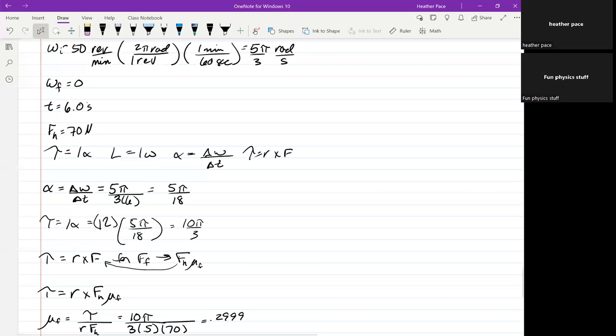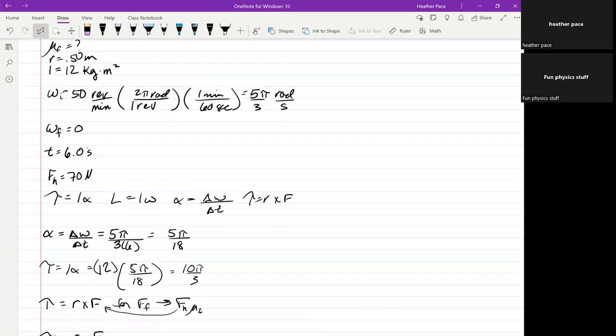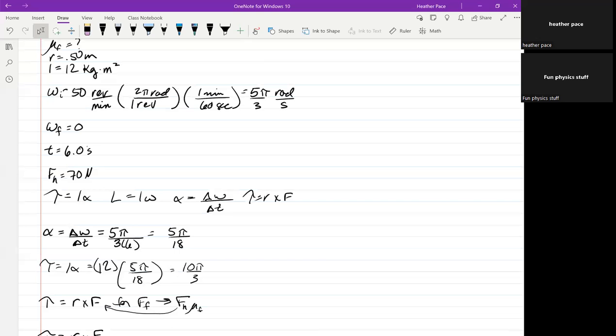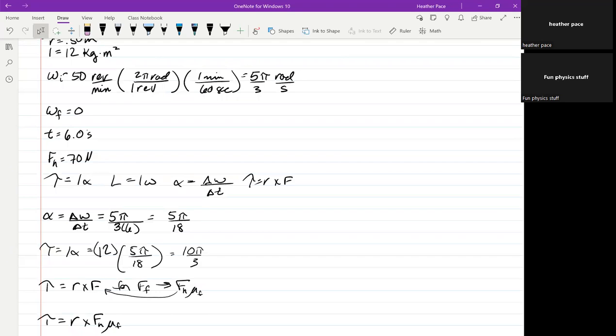So this one again is one where we don't have one equation that we can just stick what we know into. So that's why we write everything that we know, so that we can go, okay, this is what we know. What equations can we write down with what we know? We know that tau equals I alpha. We know that L equals I omega. We used that one in the previous problem. We know that alpha equals delta omega over delta t. And we know that tau equals R cross F.